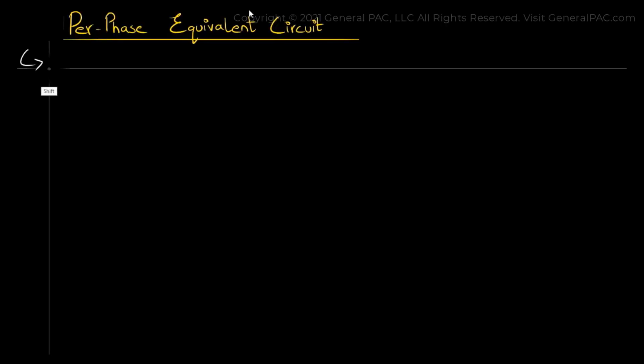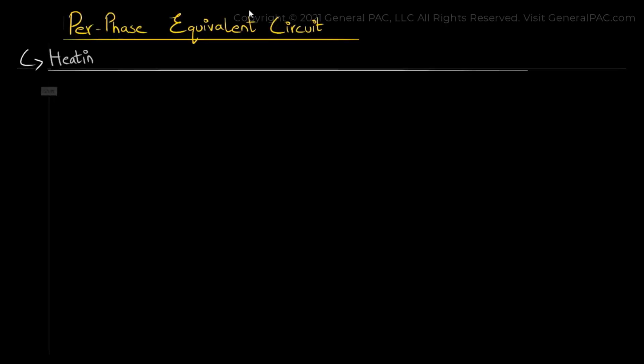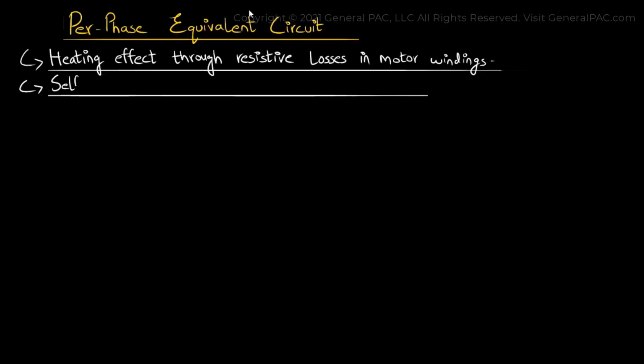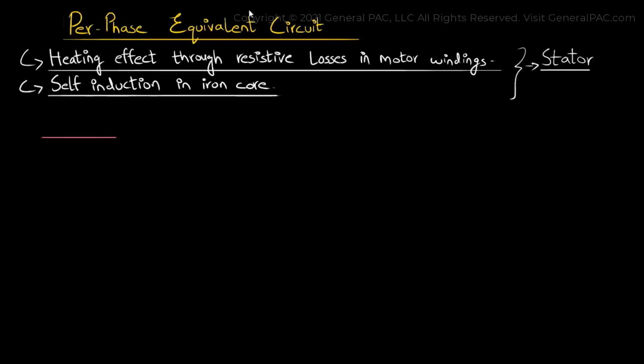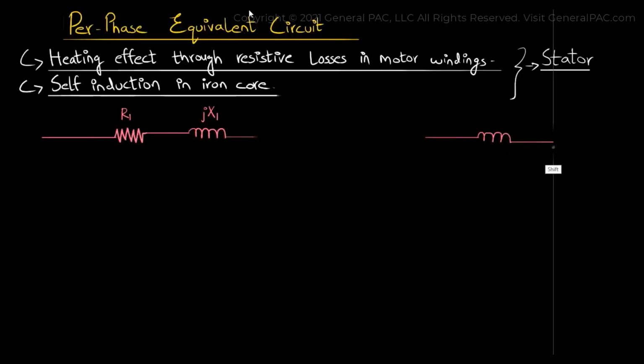similar to the rotor. Looking at the per phase equivalent circuit of the induction motor, as current flows through the stator and the rotor windings, heating effects through resistive losses in the motor winding, and self-induction in the iron core exist in the stator. In the figure of the equivalent circuit for the induction motor, this resistance is taken as R1 and the inductive reactance is taken as X1 in series. Meanwhile, in the rotor, the resistance is RR and the reactance is XR in series.